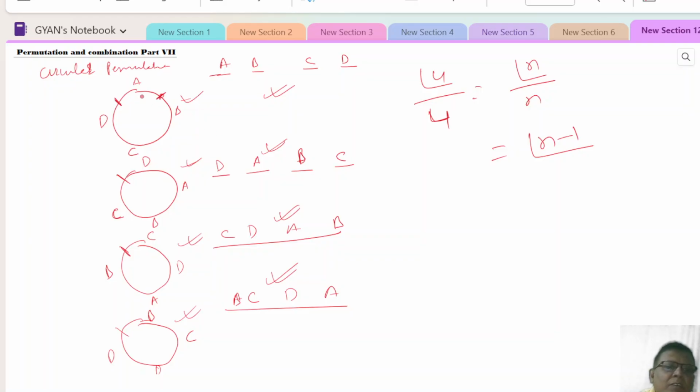Why? Because if we rotate, then all the arrangements are considered 1. And if anti-clockwise is also considered the same, then we'll have to divide further by 2. So if clockwise and anti-clockwise are also same, then we'll have to divide by 2. If both are not considered same, then we do not divide by 2. So you have to understand from the problem whether it's considering clockwise or anti-clockwise same or not.